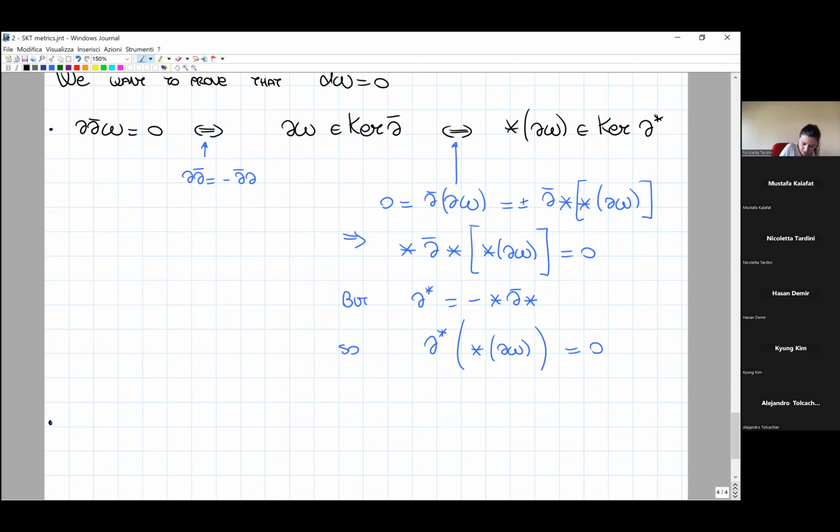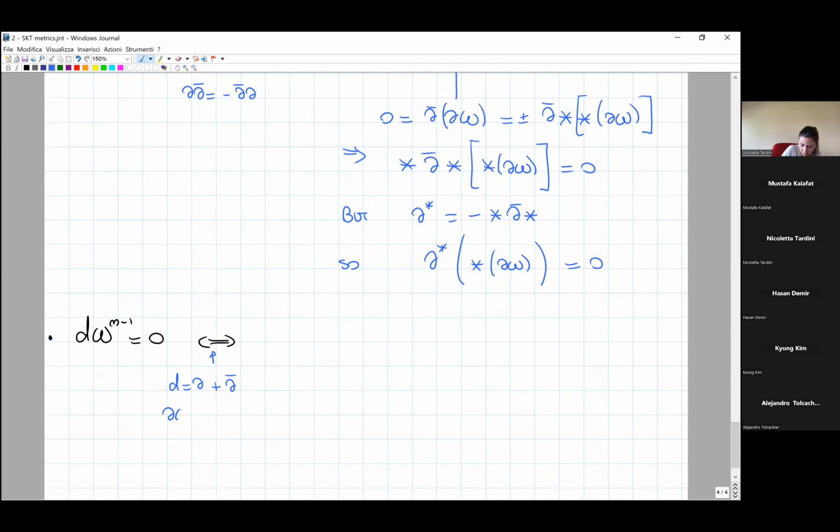Okay, so this was the first case, the SKT case. What about the case of balanced metric? We have d omega^(n-1) = 0. But d is equal to ∂ + ∂-bar. So in particular, ∂ of omega^(n-1) plus ∂-bar of omega^(n-1) is equal to 0. But this is a form of type (n-1, n-1). So if I apply ∂, I have a form of type (n, n-1). And similarly, this is a form of type (n-1, n). So they are separately 0.